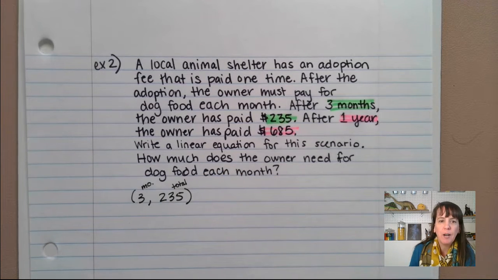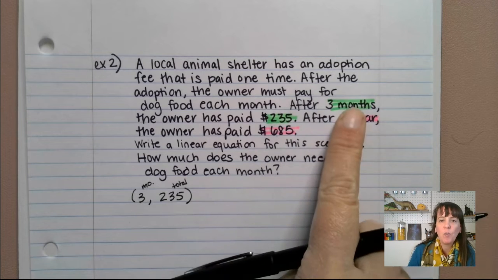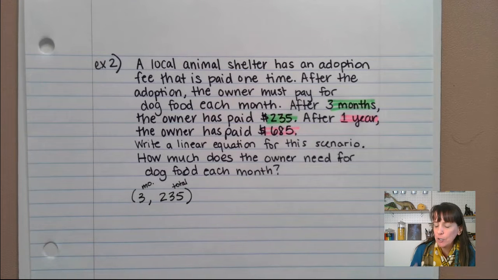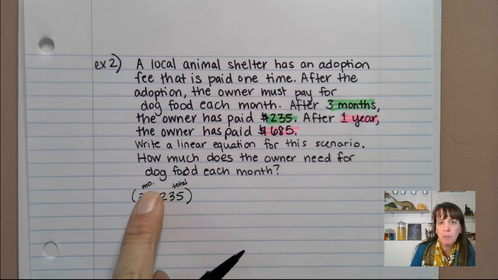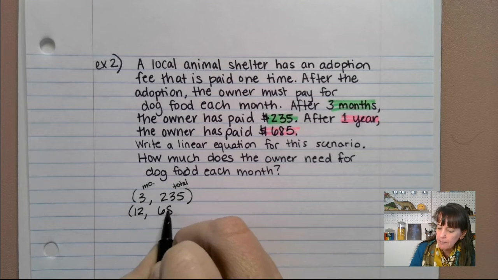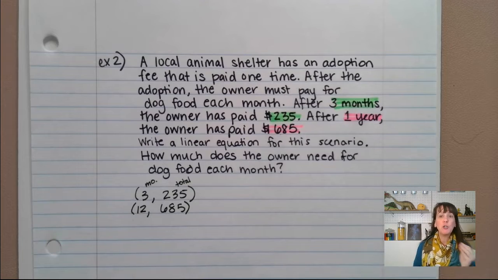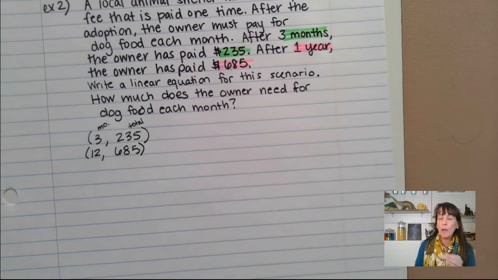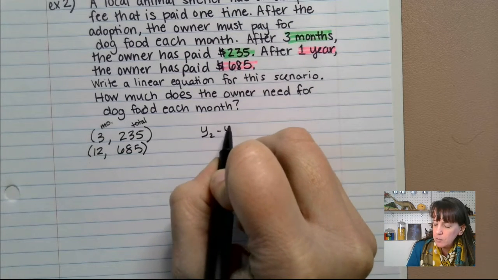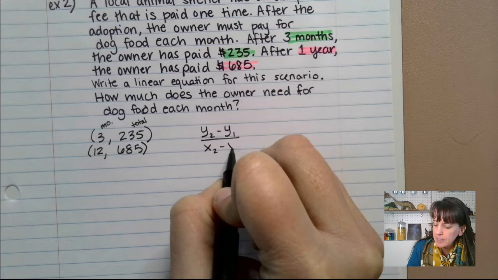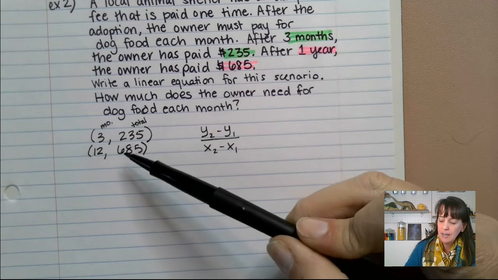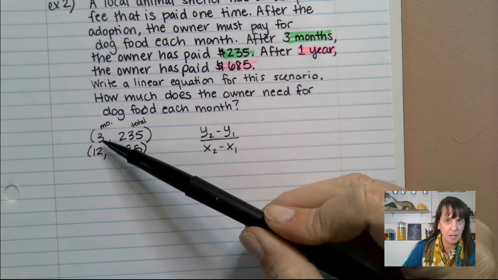Okay. So our next one says 1 year and then $685. Now, 1 year, you've got to be real careful here. You don't want to put a 1 because remember our X is our months. So we're going to say 12 months is $685. All right, now we are given 2 points here. So awesome. When we are given 2 points on a linear equation, we can use our slope formula, y2 minus y1 over x2 minus x1. Now, I am a visual person, so I like to stack my points and think of it like this. This minus this equals this minus this.